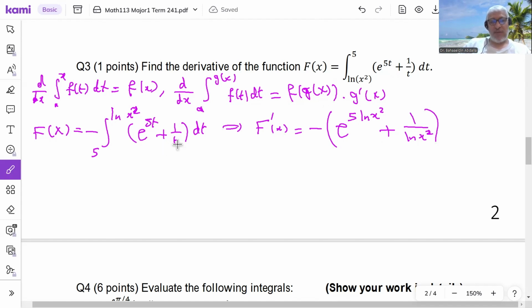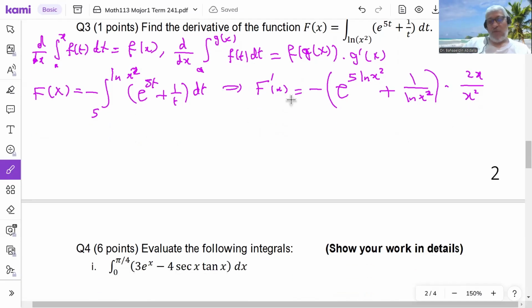I replace t by g of x. I replace t here by ln x squared. Then I multiply by the derivative of g, the function I replaced with. What is the derivative of ln x squared? Well, the derivative is 1 over x squared times the derivative of x squared, which is 2x. If you want to simplify this, you can leave f prime of x like this if you like. If you want to simplify, keep the minus outside.